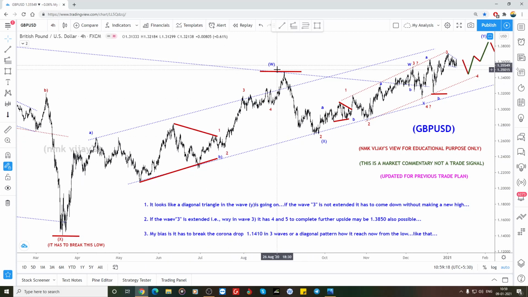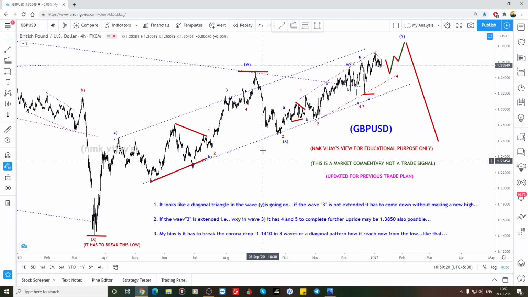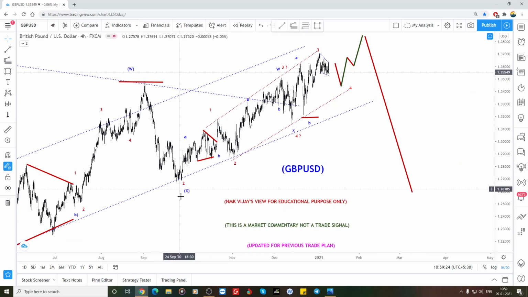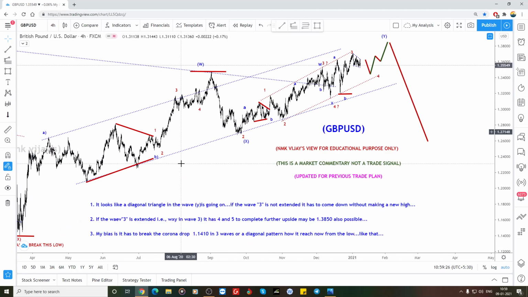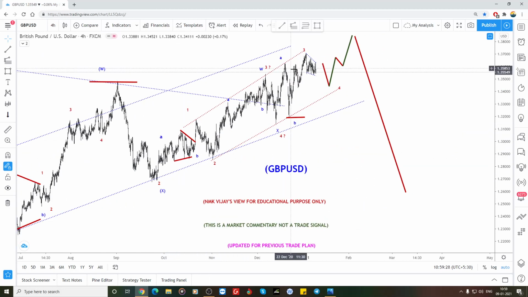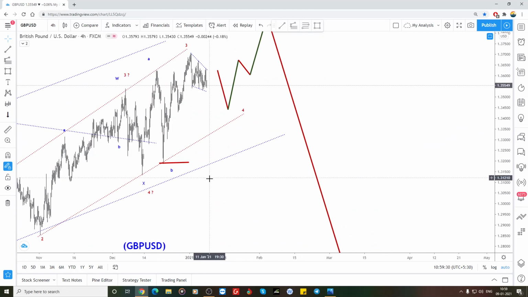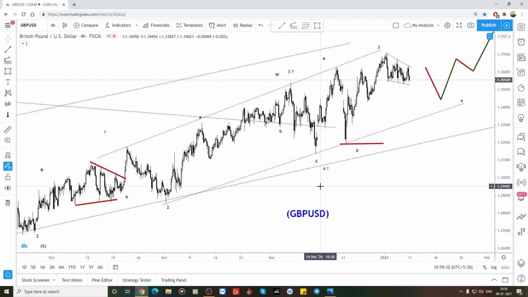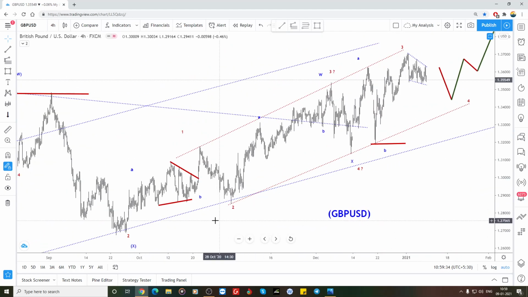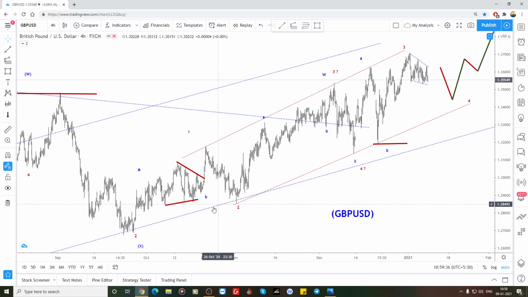This is the W, the connecting wave, and this is the X, a 3-wave structure. This is also a zigzag correction of X. And here the Y wave is a diagonal triangle pattern, and I will explain it in one more way, the previous fractals. So here ABC is a 1, ABC is a 2, ABC is a 3, or if it is extended it could be a W. We need to make it a W.